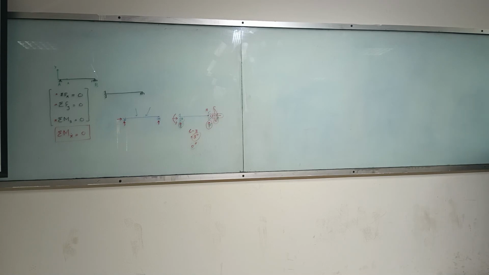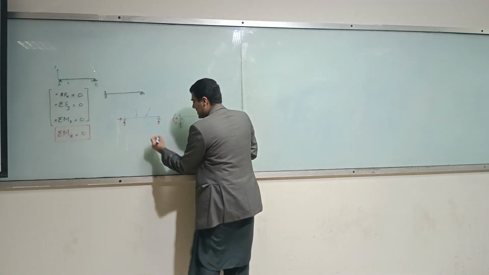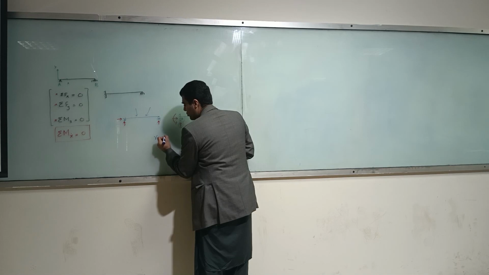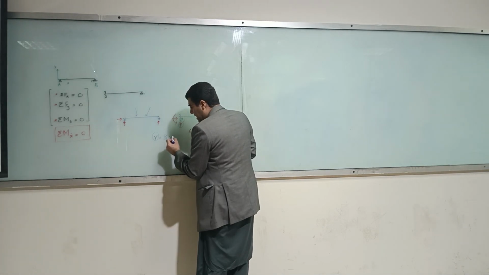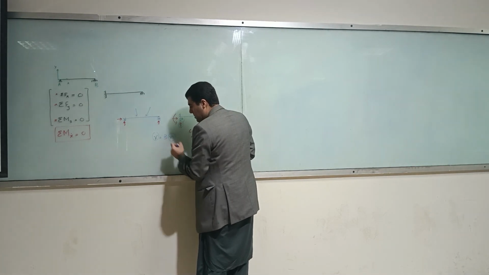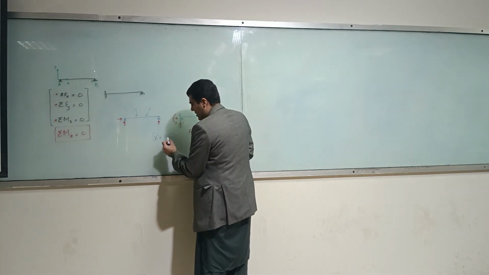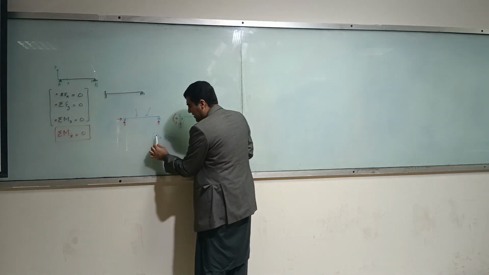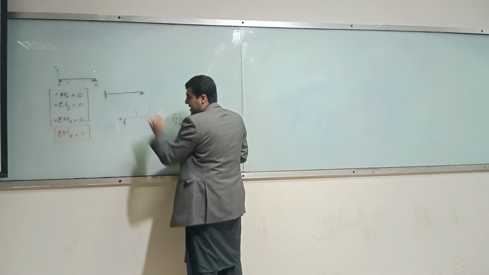There is another equation which is normally used, and that is called R is equal to 3n. R is the unknown reactions, and n is the number of available members, so 3 times n. If this is satisfied, if R is equal to 3n, then you have a determinate structure.